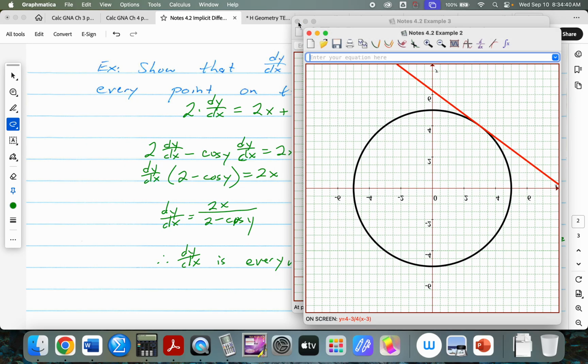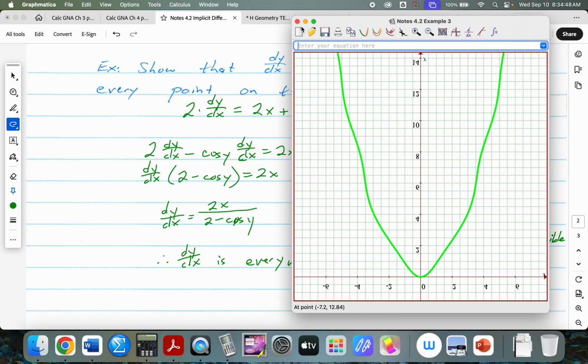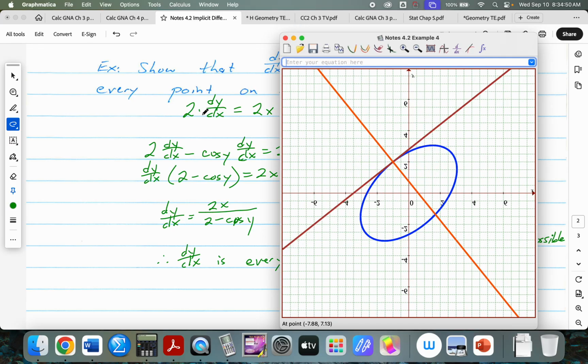Oh, there's that one. Sure, now it shows up. That's that graph that I was drawing earlier. I don't know what is going on with these. All right.